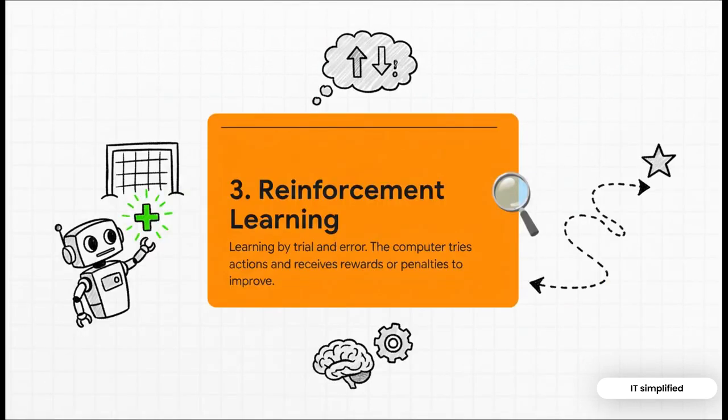And our third and final method is reinforcement learning. This one is completely different. It's all about learning through trial and error. You can almost think of it like training a dog. You give it rewards for good actions and penalties for bad ones.